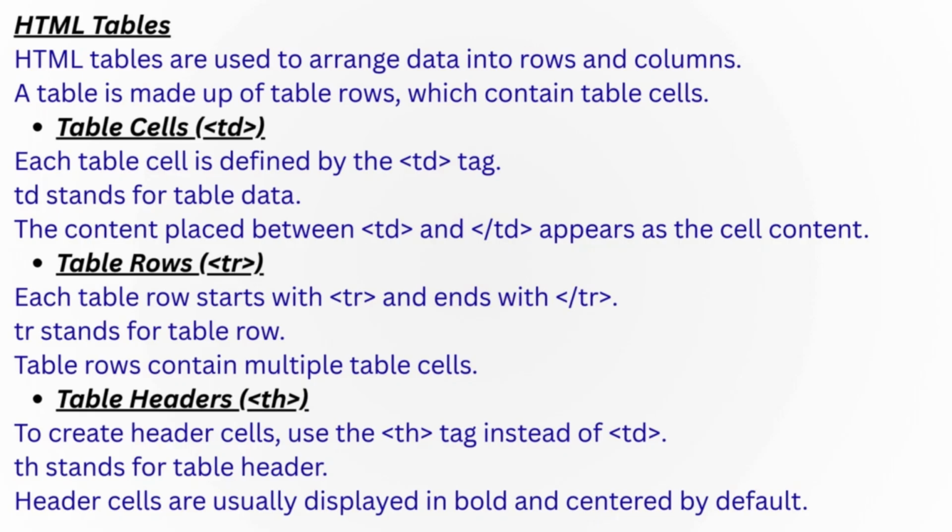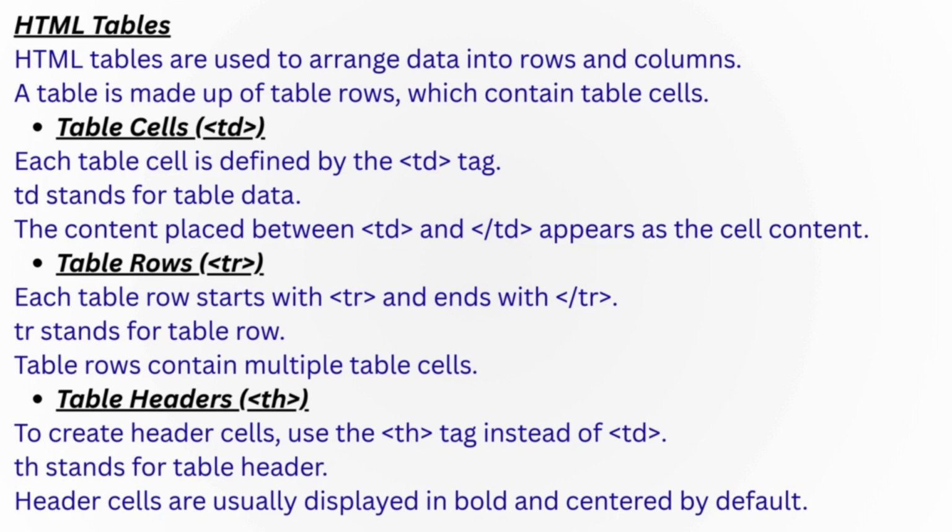A table in HTML is used to organize information into rows and columns, just like a chart or a spreadsheet. The td tag stands for table data. It defines a single cell inside a row where we put the actual content like numbers or text. The tr tag stands for table row. Each tr creates a new horizontal row in the table.